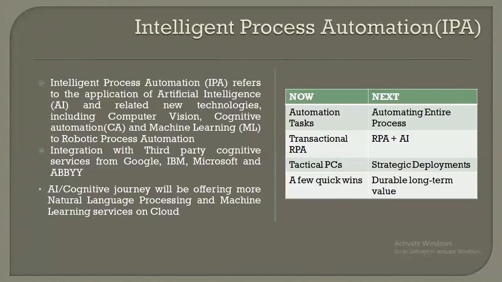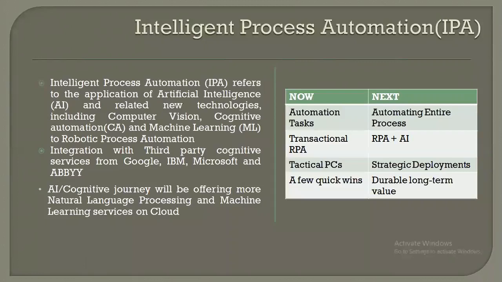The next generation for RPA is intelligent process automation, because RPA is getting integrated with artificial intelligence and machine learning concepts. Okay, so intelligent process automation refers to the application of artificial intelligence and related new technologies like computer vision, cognitive automation, machine learning, all those things. So integration with third-party cognitive services like Google Deep Learning, IBM Watson, Microsoft. There are so many artificial intelligence and machine learning related applications that are getting integrated with UiPath. And automation is also booming like anything.